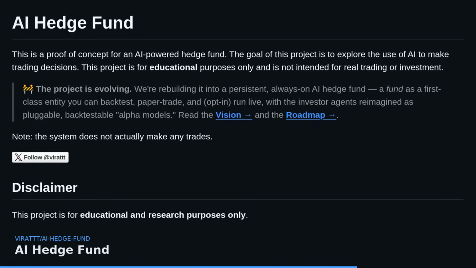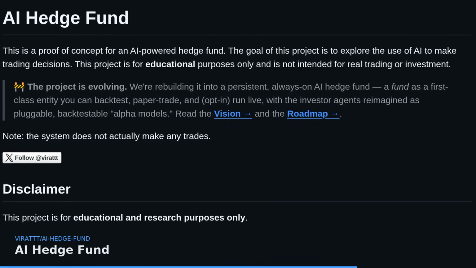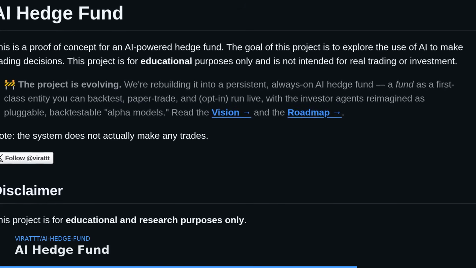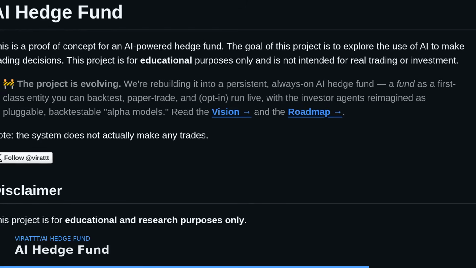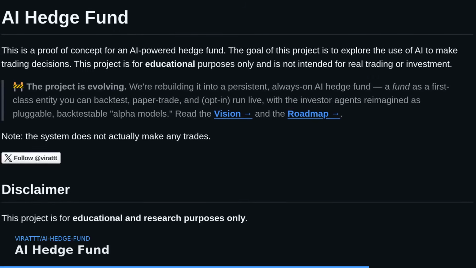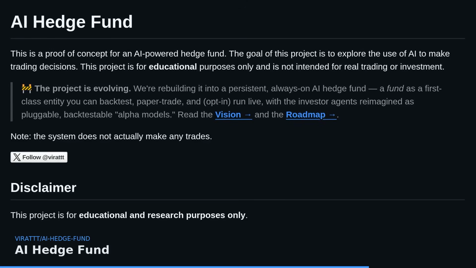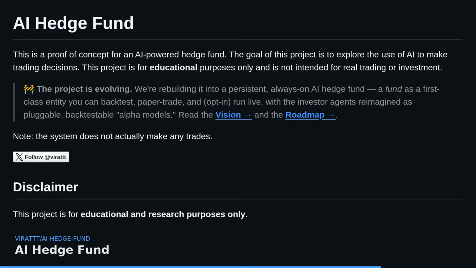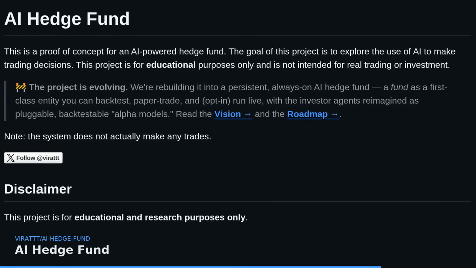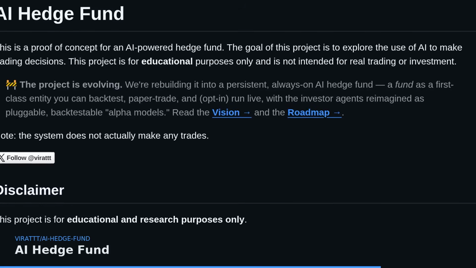What are the limitations or caveats of the system? The system is a proof of concept, which means it's not yet suitable for real trading. It's also in active development and the project is evolving. The current version is not a persistent, always-on AI hedge fund, so it's not yet a complete solution. It's also focused on educational and research purposes, and not intended for actual investment. Users should be aware that the system is not responsible for financial losses, and it's not a substitute for professional financial advice.